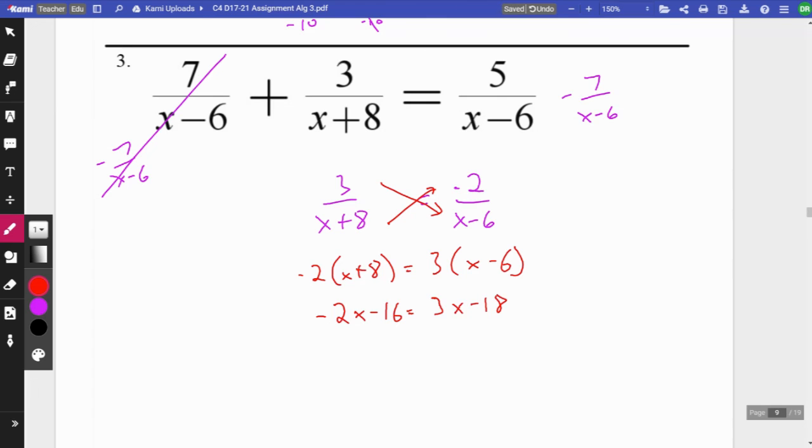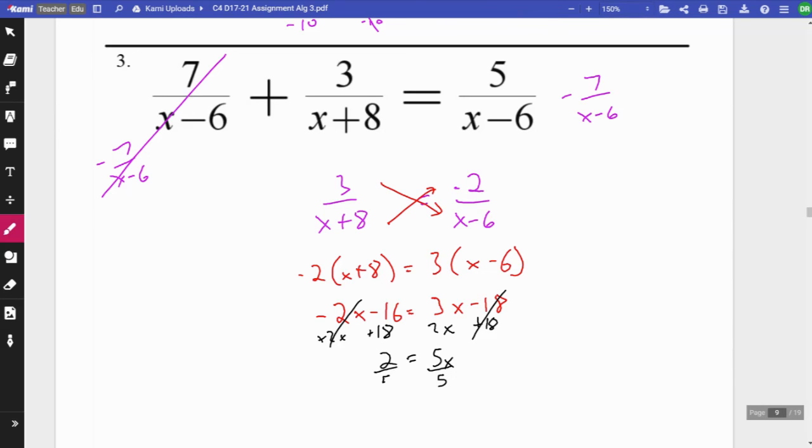And then we want to get x's to one side, non-x's to the other. So let's see, we'll add a 2x maybe. You get a 5x, and we'll add an 18 to move these to the other side. And divide by 5. 2/5 or 0.4. And certainly when we plug these in, if you were to plug it into your original equations, we would see that we would not get any zeros on the bottom. If you did, then it would be extraneous.